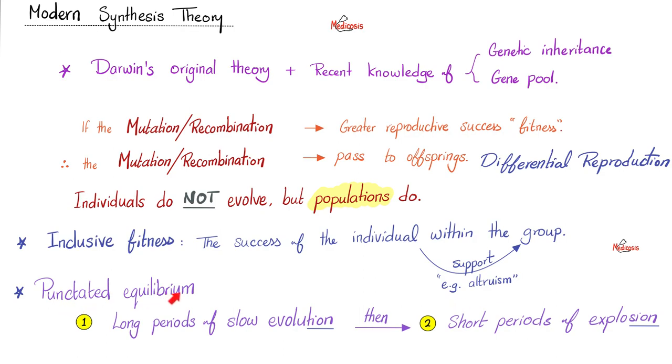What is punctuated equilibrium? Sudden. What does that mean? Well, here's the thing. Darwin explained that this change is very gradual, slow and gradual over long periods of time. Other scientists added, yeah, this is true. However, after these long periods of slow evolution, we can have short periods of explosive evolution, sudden changes. An example is the Cambrian explosion.